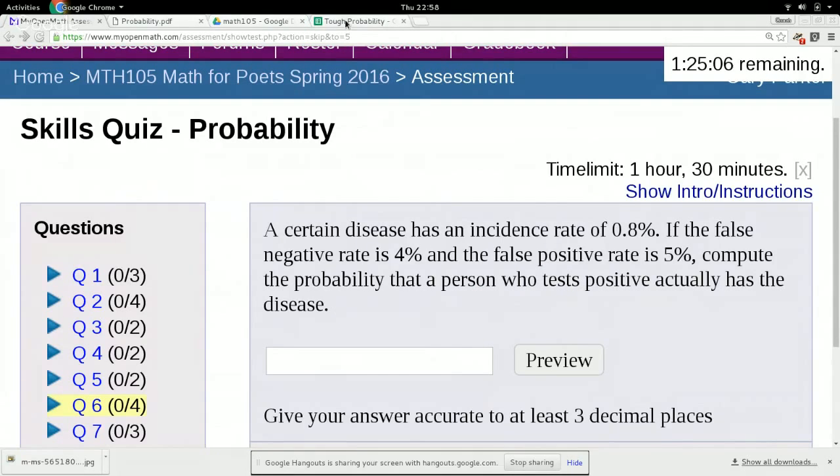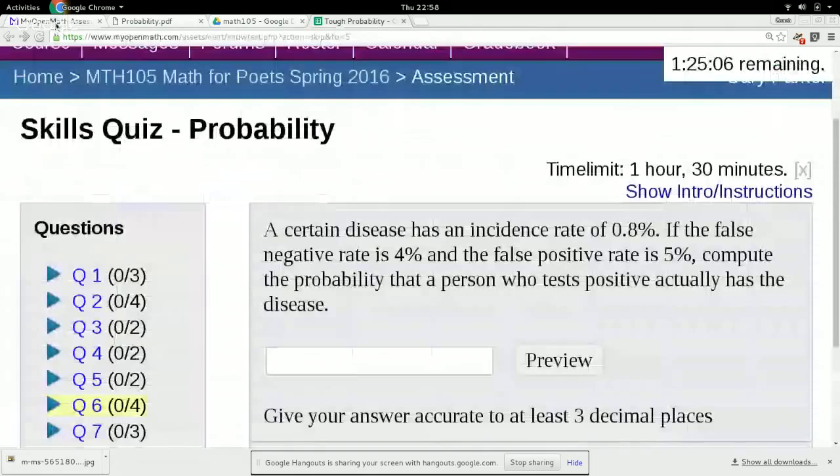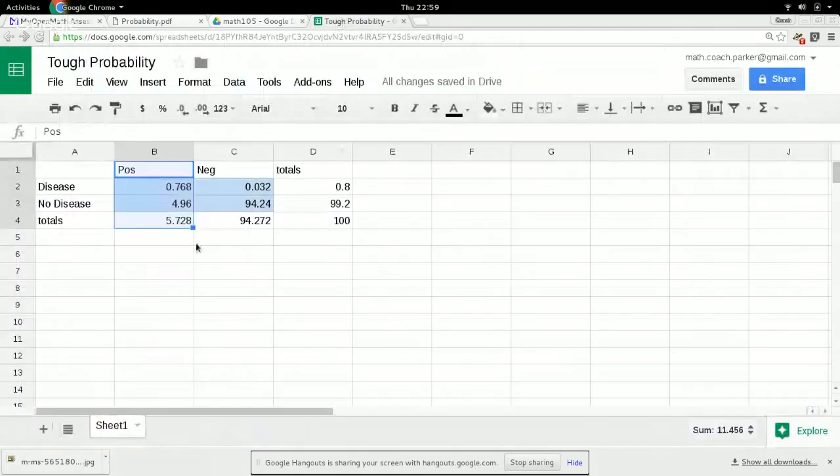So looking at my table, I'm focusing on, I know they tested positive. What is the probability that a person who tests positive actually has the disease? Okay, so there's my denominator. My numerator is having the disease. So again, I'm finding the probability that a person has the disease knowing that they test positive.